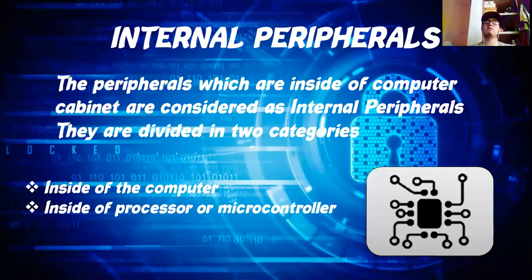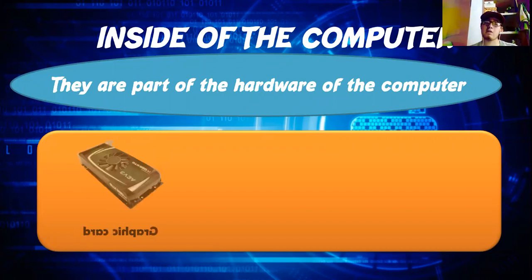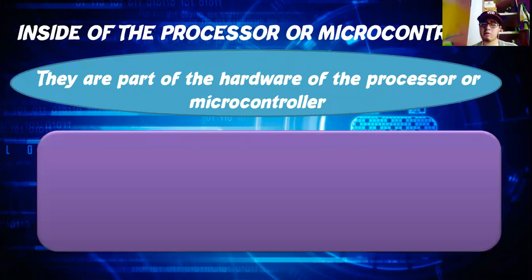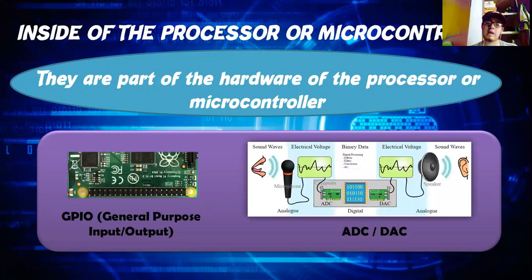The internal peripherals are those which are inside of the cabinet of the computer, and we divide them into categories. Inside of the computer, there are parts of the hardware, like for example, the graphic card, the sound card, and the network card. Inside of the processor or microcontroller, we can find the general purpose input-output pins, for example, or the ADC or DAC modules.